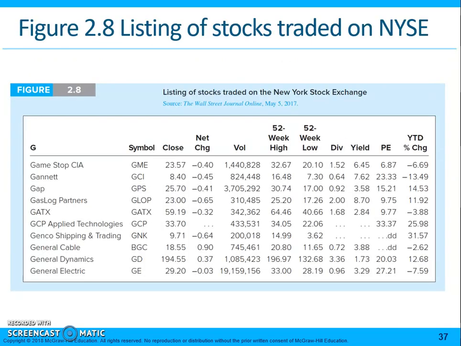Okay, Figure 2.8 is an example listing of stocks. If you opened up a Wall Street Journal, you would see something like this. You have the name of the company, the symbol, the previous closing price, the net change, volume, 52-week high and low, the dividend yield, price earnings ratio, and then year to date change in percent.